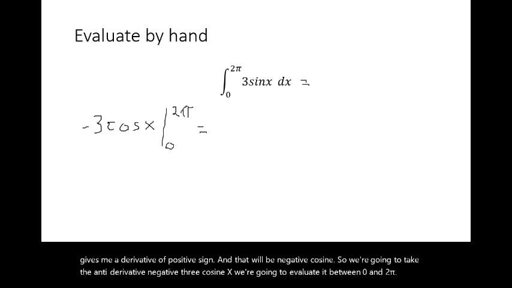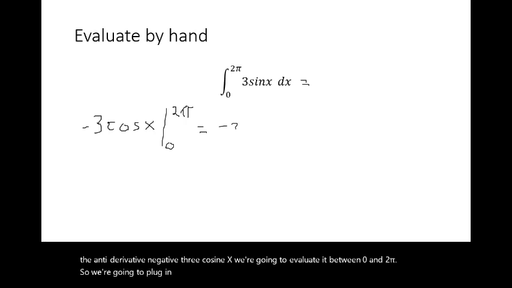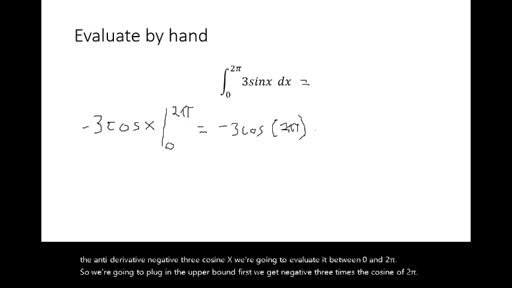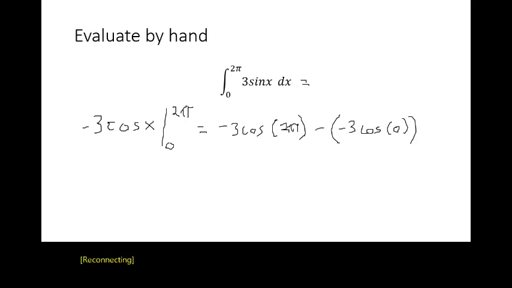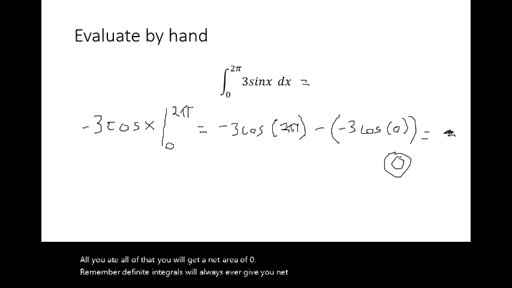So we're going to plug in the upper bound first. So we get negative 3 times the cosine of 2 pi minus the antiderivative evaluated at the lower bound, so negative 3 cosine of 0. Then when you evaluate all of that, you will get a net area of 0. Remember, definite integrals will always give you net area. So why did the net area come out to 0?